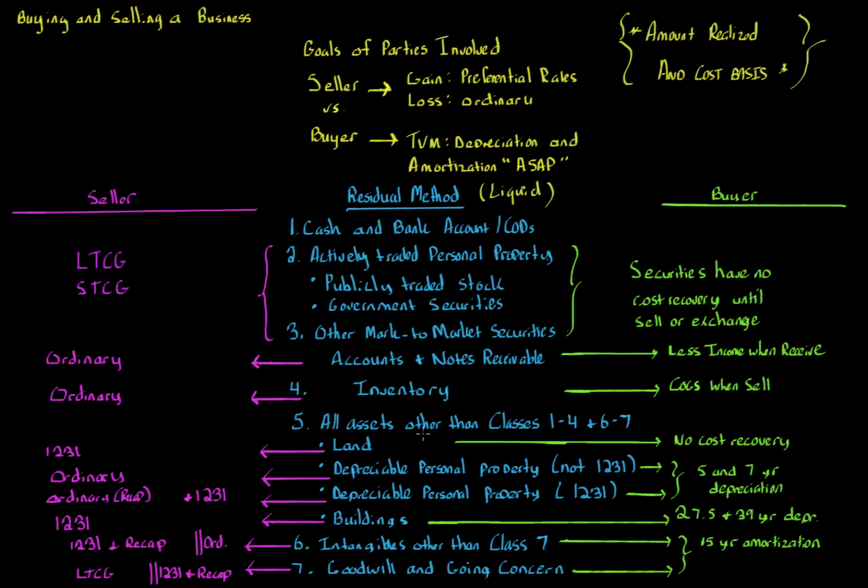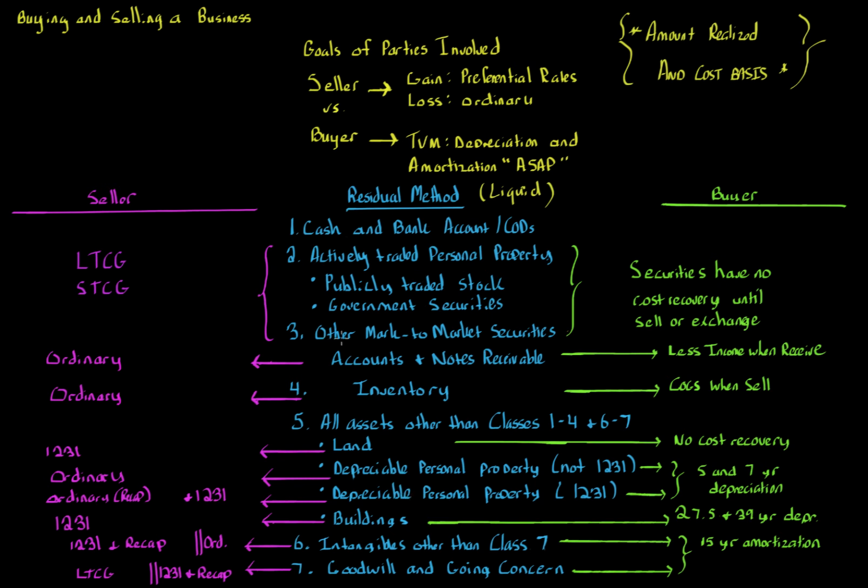Now, all the other assets, other than classes 1 through 4 and class 6 and 7, that's everything else. Some of the major ones when it comes to a business include land, depreciable personal property, and buildings. And there are others out there. You could have artwork, right? Artwork that's not depreciable might actually appreciate in value, but I'm not going to talk about that. We're talking about the major types that fall in this class 5.